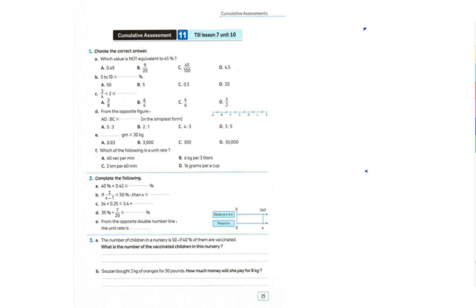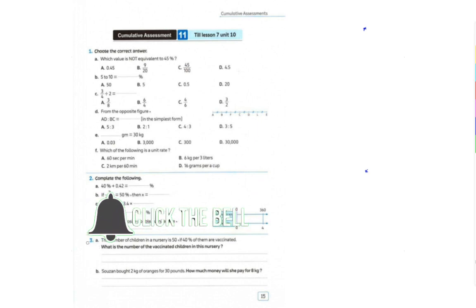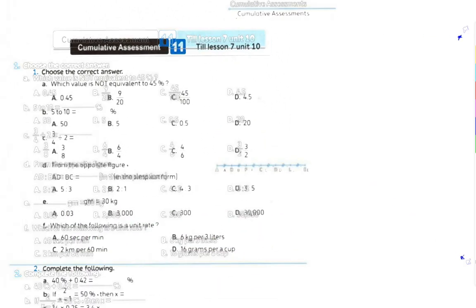Today we will start Cumulative Assessment 11 till Lesson 7 of Unit 10, Lesson 7, Exploring Percents. We have 3 questions. First one, choose the correct answer. Second, complete the following. And last one, answer. Okay, now we start with question number 1.